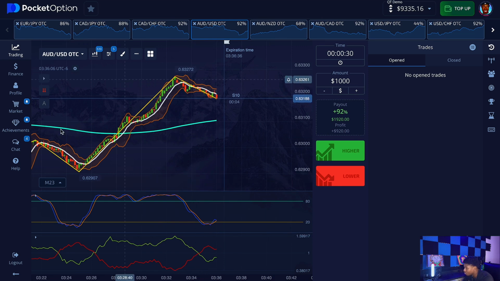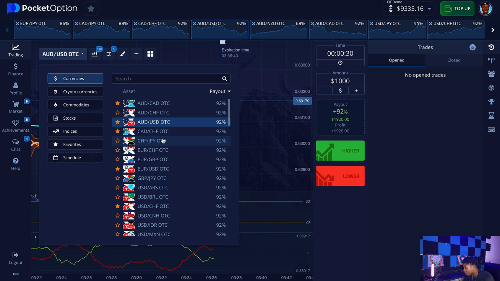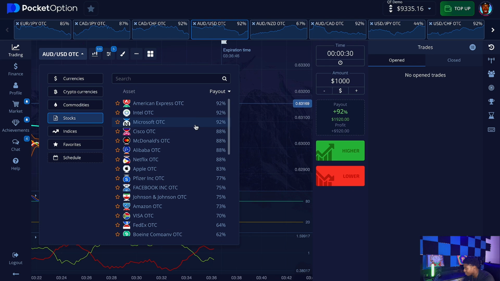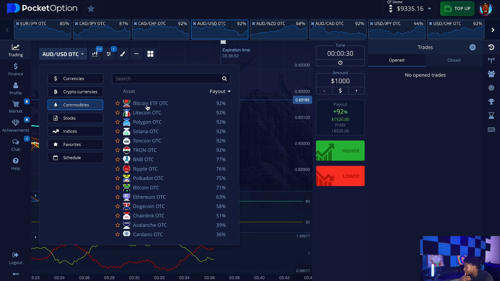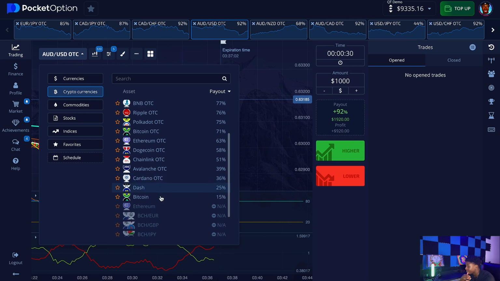Some simple rundowns right here, guys: this will be the currency pairs that you are going to be dealing with for Forex currency. And guys, if you wanted to trade stocks, you could trade stocks as well. As you see, Intel, American Express, and all of that. They have commodities, but these commodities are never really over 80% payout. And they do have cryptocurrencies, and they are starting to get more cryptocurrencies on here, because back when I first started trading, they really only had these four right here.